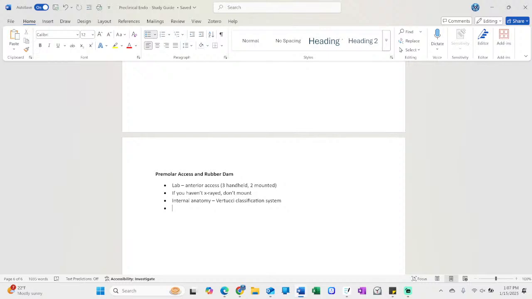So that would be, I know Dr. Lilly talks with y'all a lot, and we'll talk a lot about taking two PAs, but using those two PAs from different angles can help show you what's going on inside the tooth there.